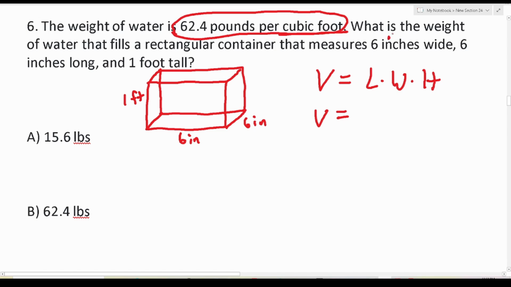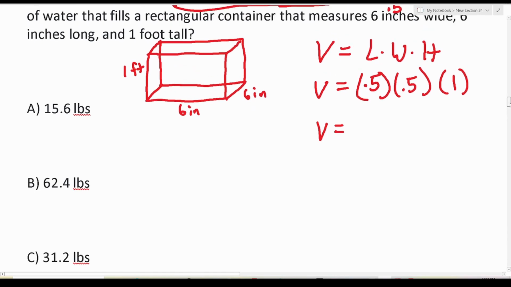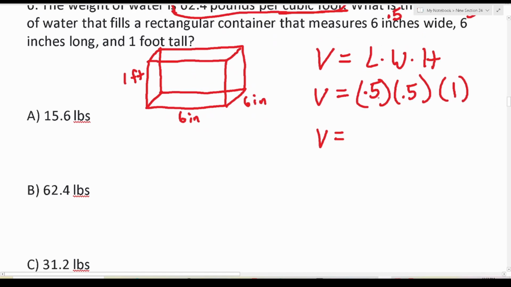Again, 6 inches is half a foot, so it's 0.5. Okay, so this becomes length. Length is 6 inches, which is half a foot, so that's 0.5. The width is 6 inches, which is half a foot, so that's 0.5. And then the height is 1 foot, so that's just 1. All right, so with that out of the way, let's go ahead and do this math here. This is 0.5 times 0.5 times 1.